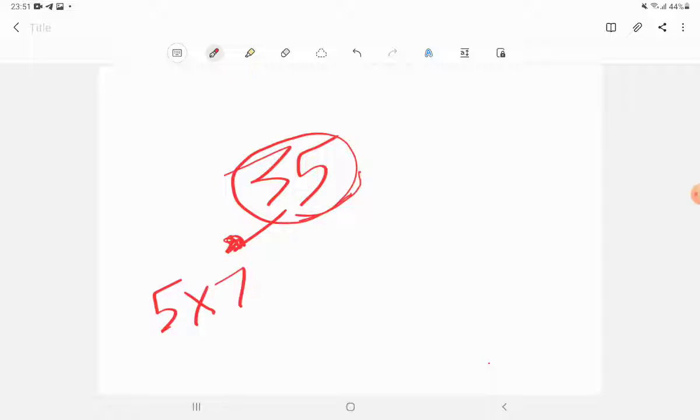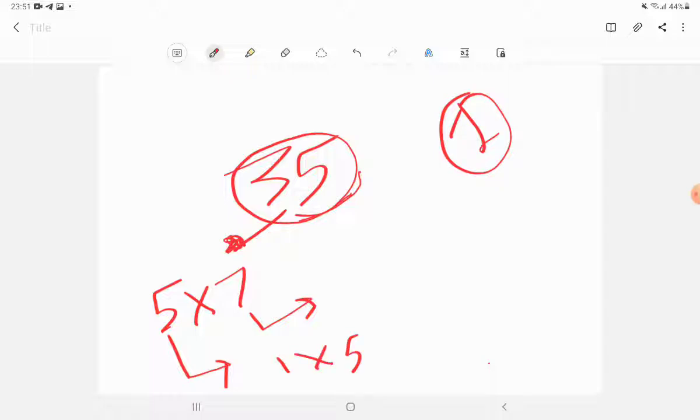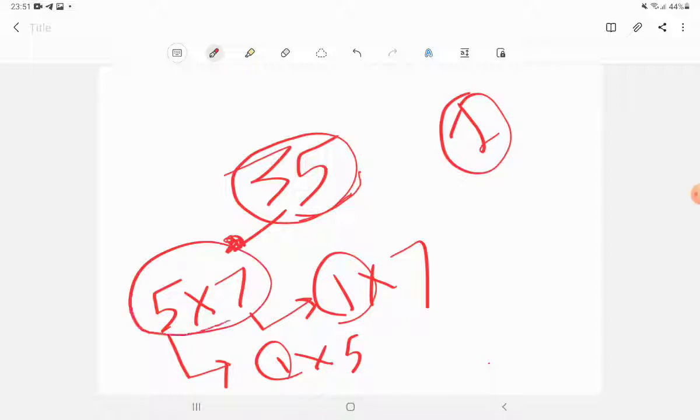What I can do is find the factors of 5 and the factors of 7, and if I find only one number common, it means 1 should be the only common number. So 5's factors are 1 and 5, and 7's factors are 1 and 7. Only 1 is common, so this is a coprime pair. So we can represent 35 as 5 into 7, and if a number is divisible by 5 and divisible by 7, then it is divisible by 35.